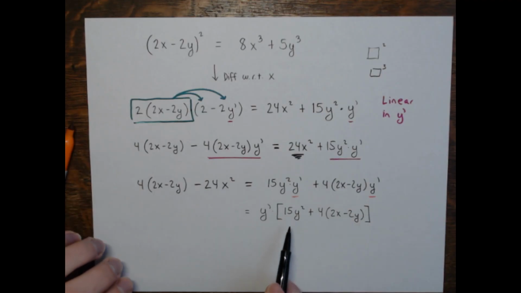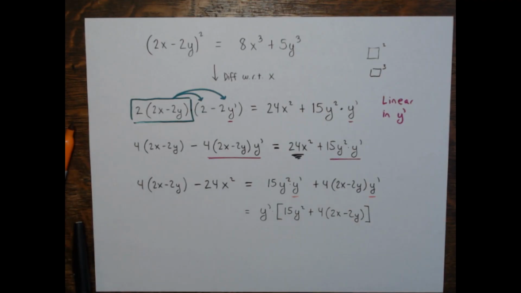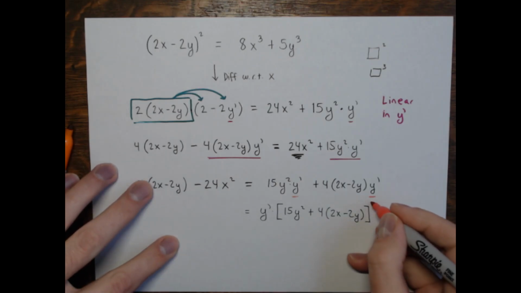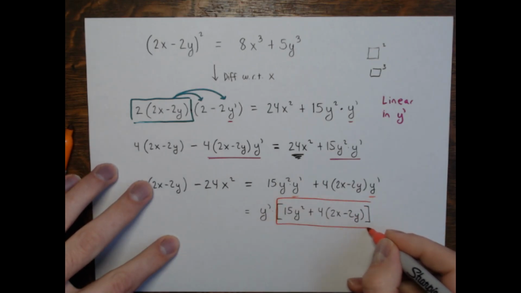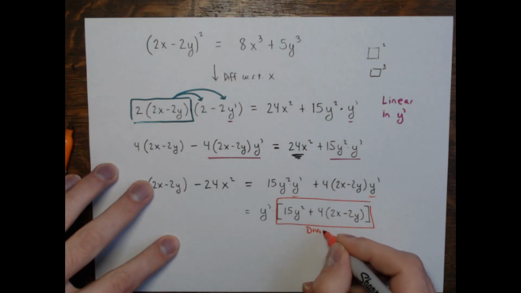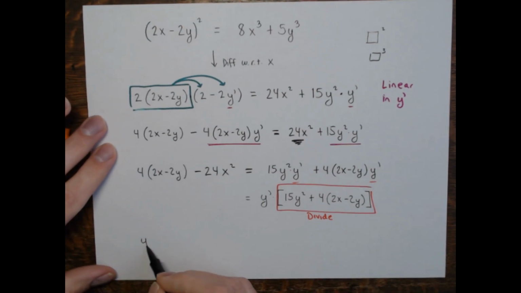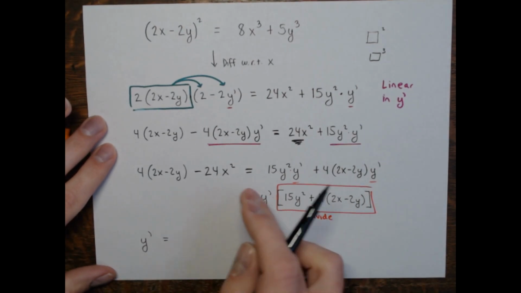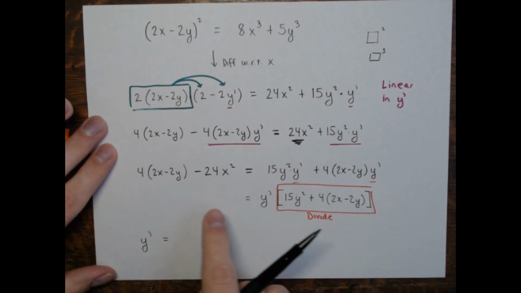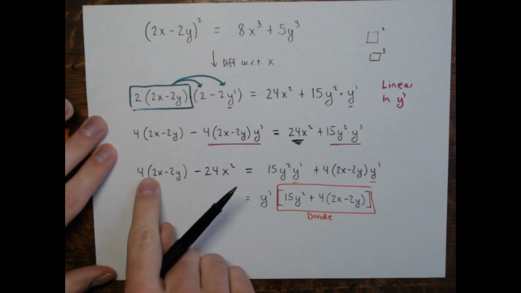And now if I want y prime alone, I just need to divide by this quantity, right? So we're going to divide both sides by this. So now I'll have y prime on its own. I'm just going to switch sides here, put it on the left. Y prime would be this thing, right?